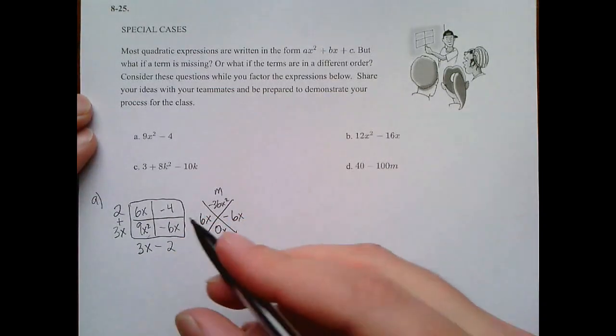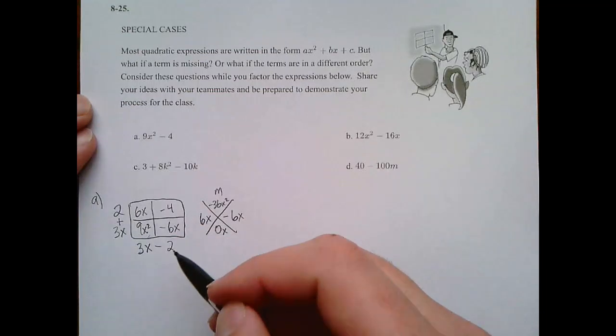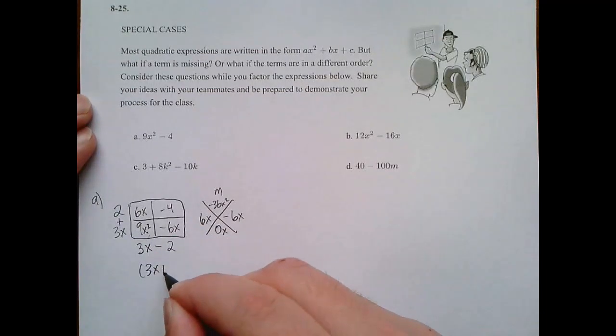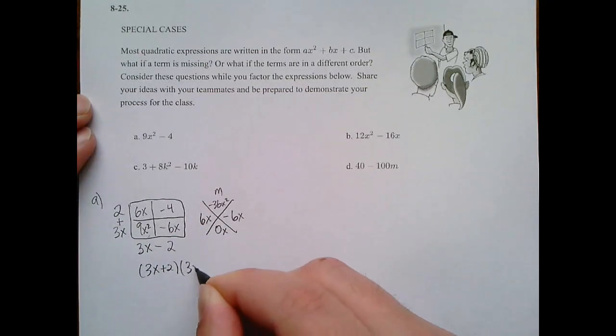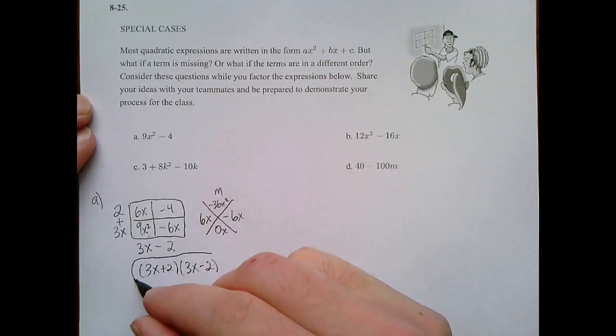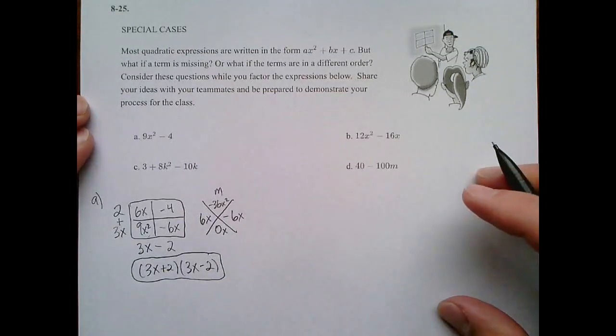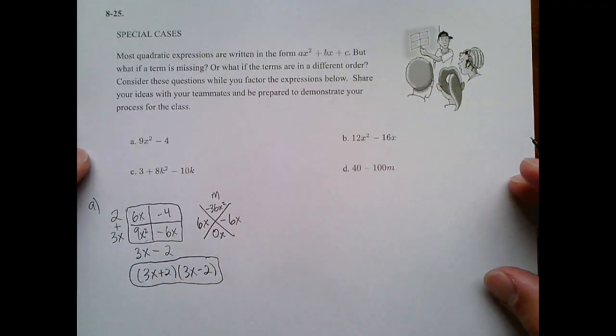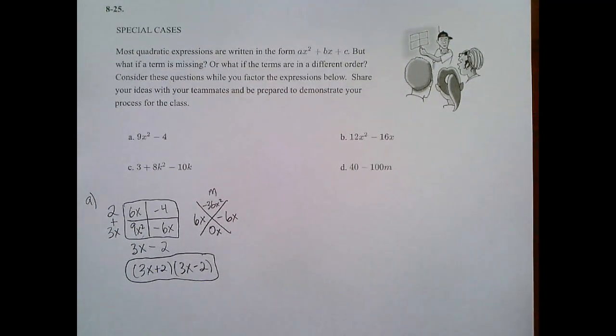So if I wanted to write this as a product, again, I could do length times width. This is 3x plus 2 times 3x minus 2. And I could flip-flop the order if I wanted to, because remember, the order for multiplication doesn't matter. So in this case, final answer, 3x plus 2 times 3x minus 2, which is the same thing as 3x minus 2 times 3x plus 2.